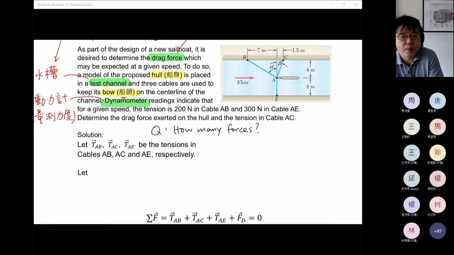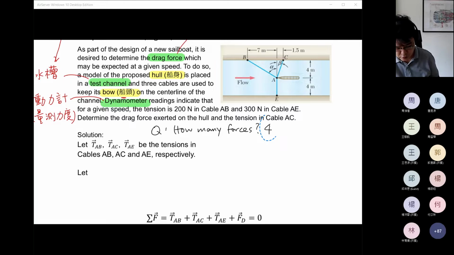How many forces are here in the problem? Can someone put it in the discussion box, or say it? You can say in Chinese or in English, of course. Some of you say 4. Any other answers? Good. Be careful that we have 4 forces.